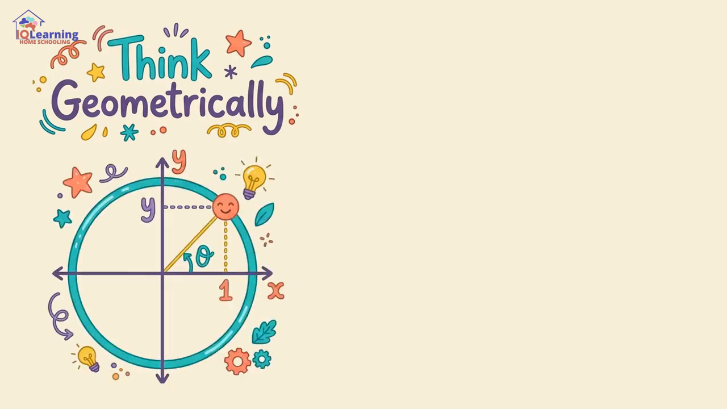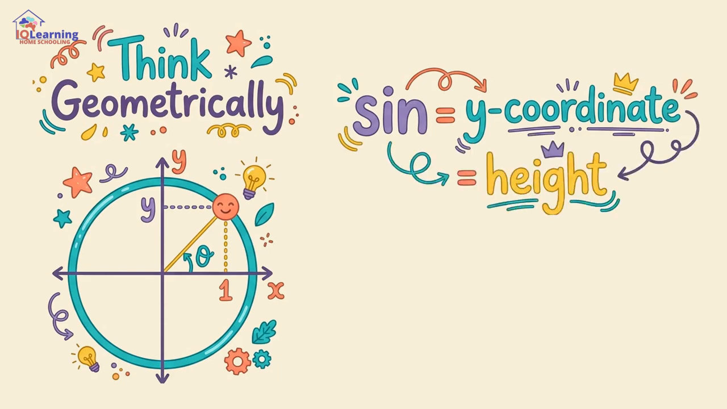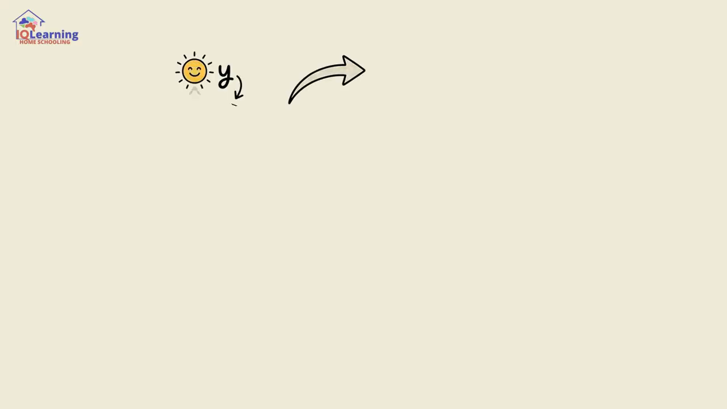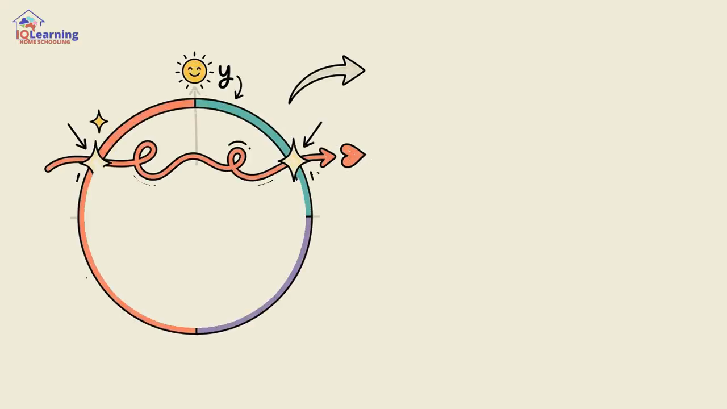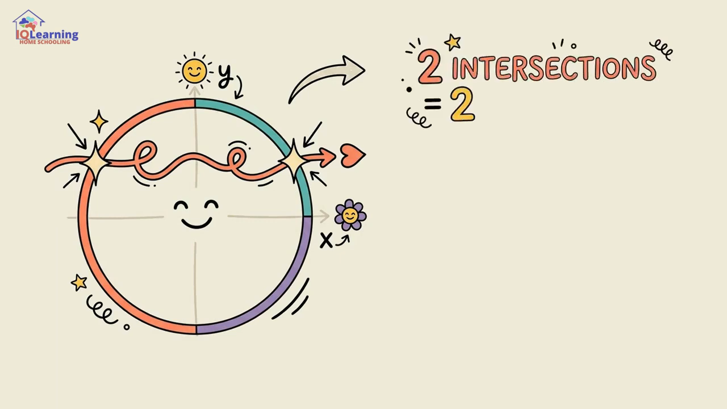Draw the unit circle. Remember, on the unit circle, sine means the y-coordinate. Sine is vertical height. So sine of x equals 1/2 means we want points on the circle where the height is positive 1/2. Imagine drawing a horizontal line across the circle at y equals 1/2. That line cuts through the circle twice. Those two intersection points are the reason we get two solutions.